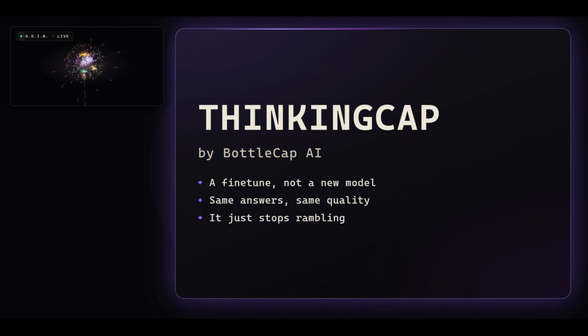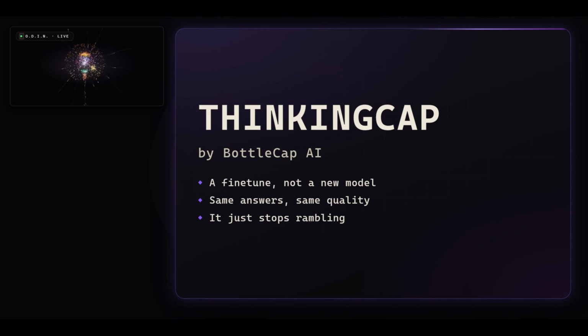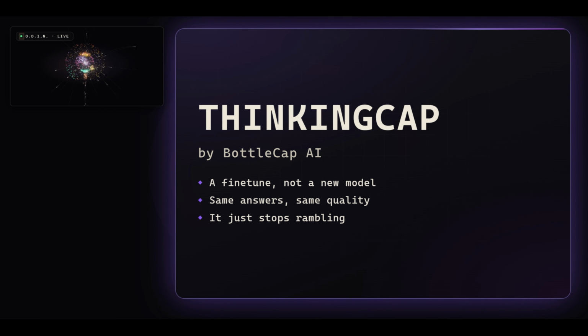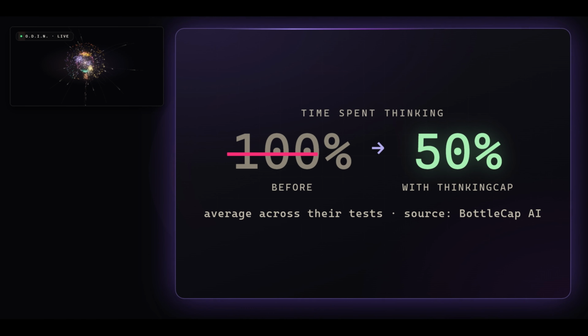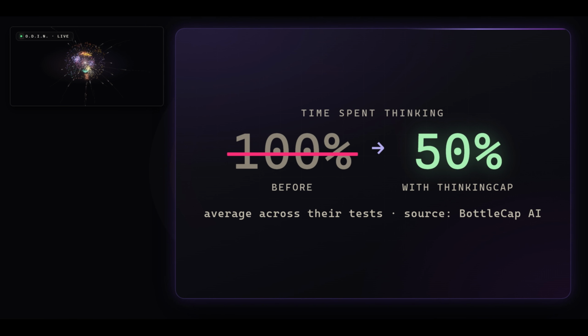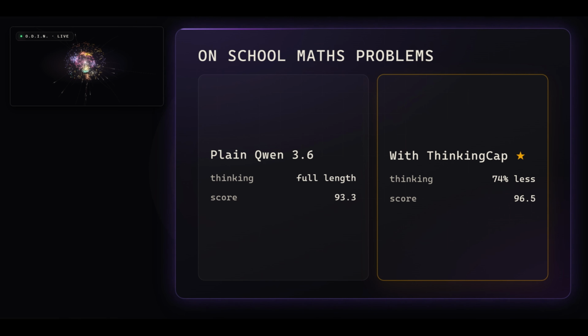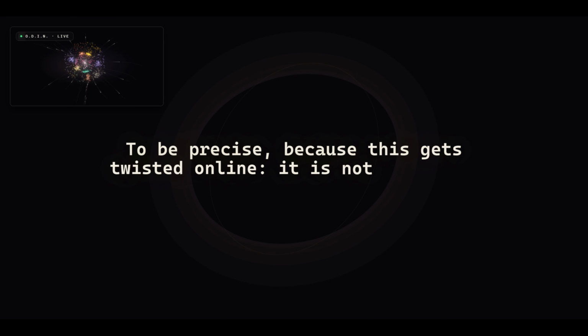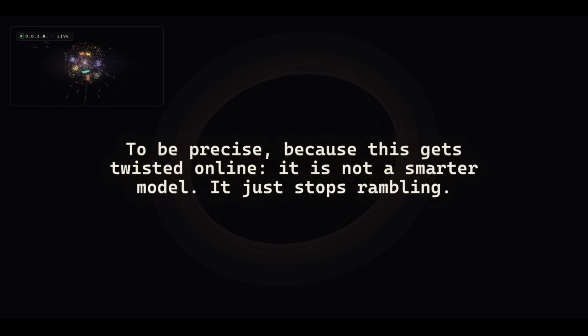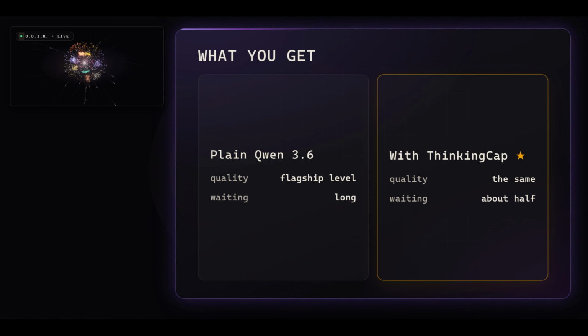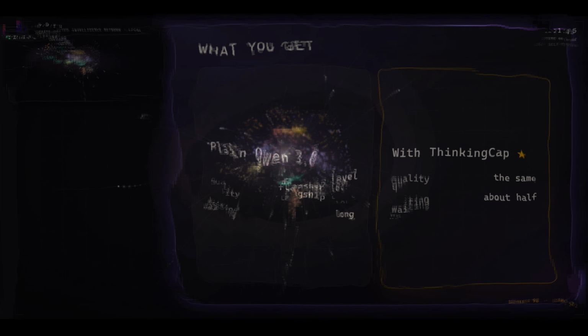So a small European team built a fix, and their co-founder is the researcher behind Word2Vec. It cuts the thinking in half on average, with no measurable drop in the answers. On school maths problems, it went further, 3/4 less thinking, and the score went up instead of down. To be precise, because this gets twisted online, it is not a smarter model, it just stops rambling. Which, when you are the one waiting, is the upgrade you actually notice.